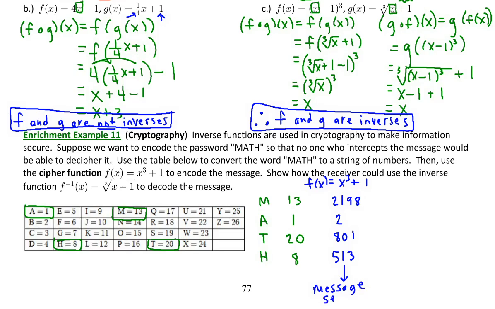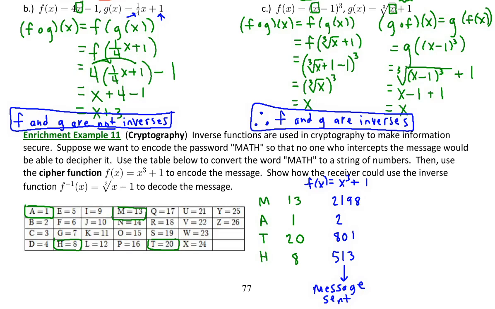Message sent. So if someone encounters this string of numbers, first of all, they're going to have to figure out where does the letter start and end. Notice some of those are 4-digit numbers, some are 1, some are 3. What is the cipher function and what was the original equivalency between the numbers and the letters? So we have encoded the information.